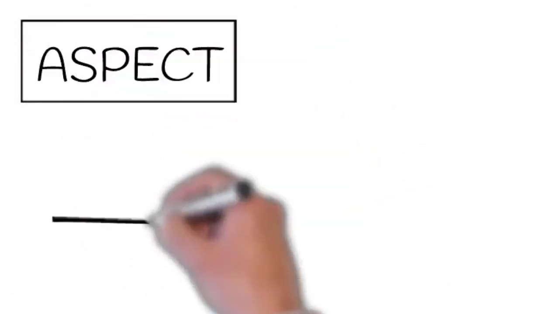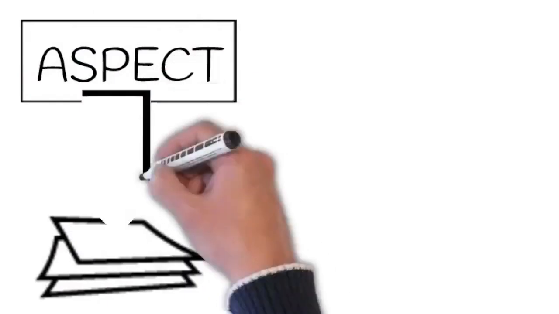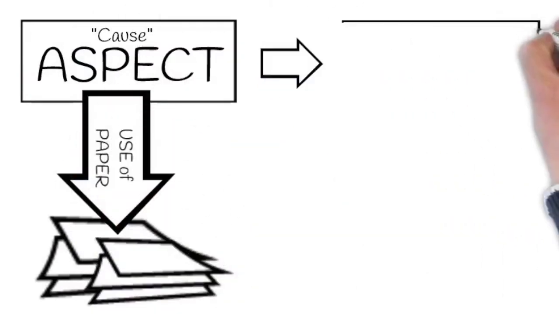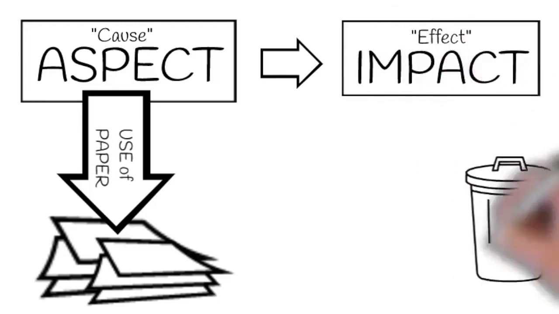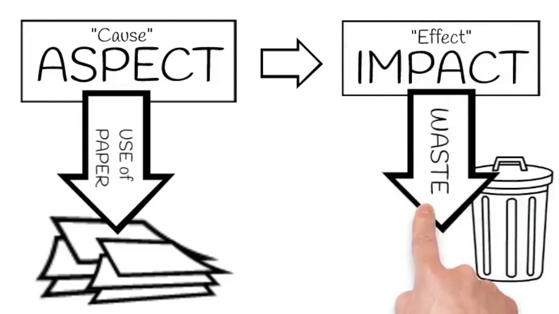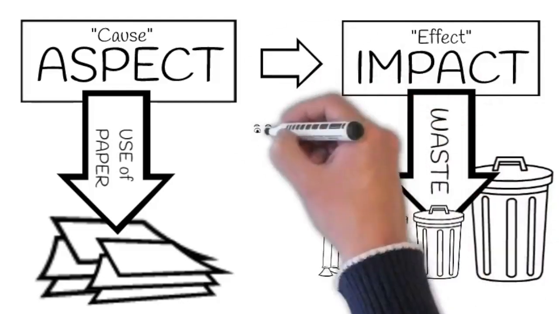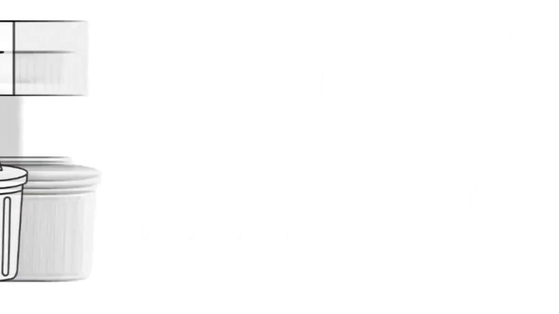Once identified, determine what each aspect may cause to the environment. This is the impact portion of the register. Examples of impacts may be land pollution, air emissions, runoff to land and water, or use of limited resources.